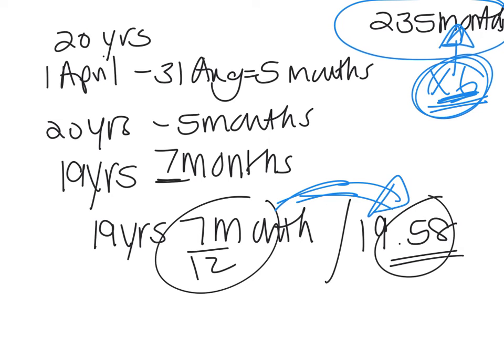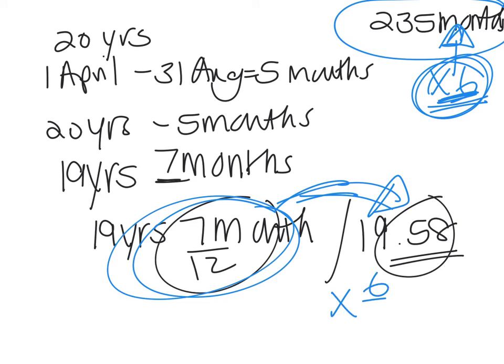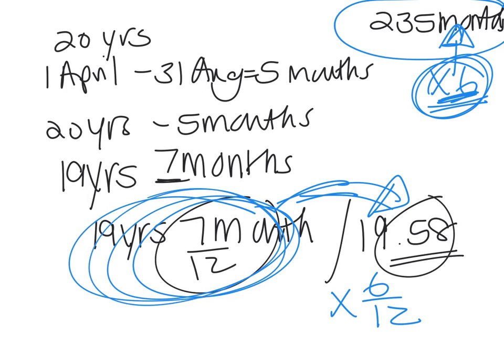If you use the years as your divider, you will use 6 over 12, because if you divide by years, you're going to get the amount per year. So to get the amount for 6 months, you'll need to multiply by 6 over 12.